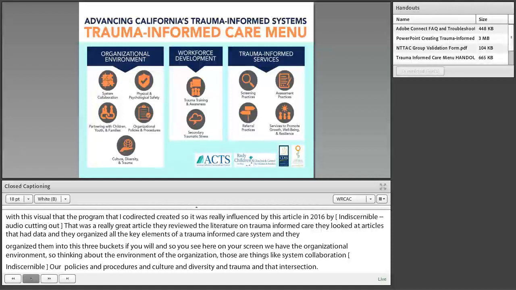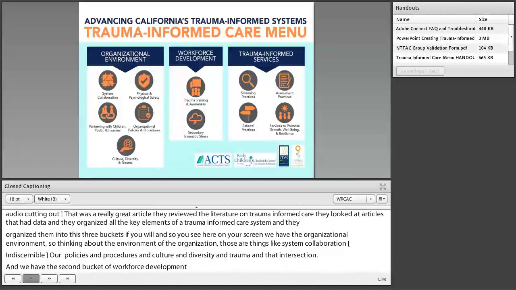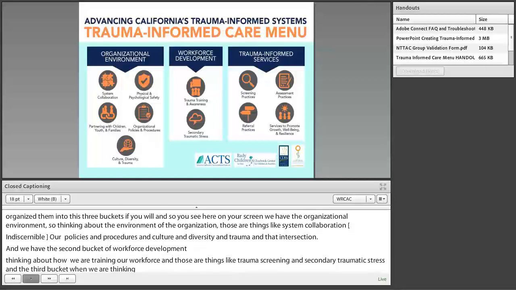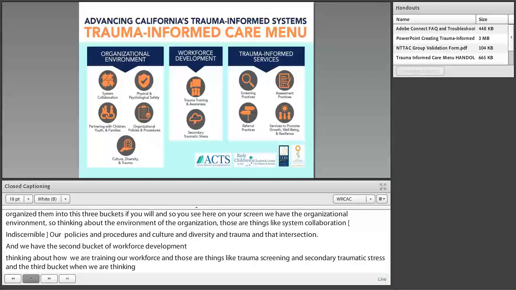And then the third bucket, when we're thinking about trauma-informed elements within our organizations, we're thinking about the trauma-informed services that we provide. Now, not all organizations will have all of these, but these are things like screening, trauma-informed assessment, referral practices to trauma-informed evidence-based treatment, and then those services within our organizations to promote growth, well-being, and resilience.